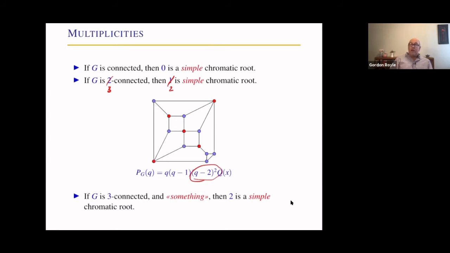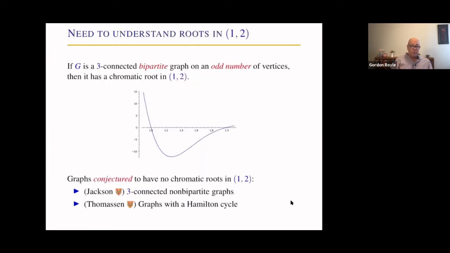On the other hand, there are classes of graphs for which this statement, the strongest statement, is actually true, and I want to know what that class of graphs is. So if G is 3-connected and some condition, then 2 is a simple chromatic root. Unfortunately, to do that, we need to understand the chromatic roots in the interval (1, 2), because you can't have any chromatic roots in the interval (0, 1), so things don't get messed up. But unfortunately, there are chromatic roots between 1 and 2, and that causes us some problems.